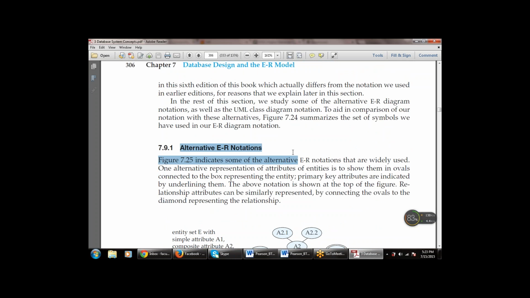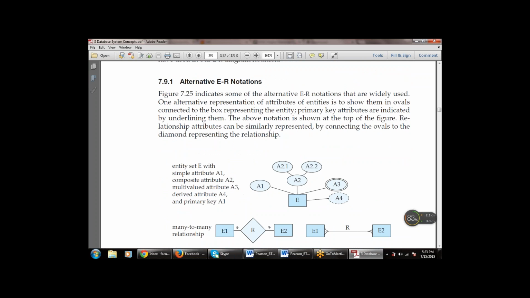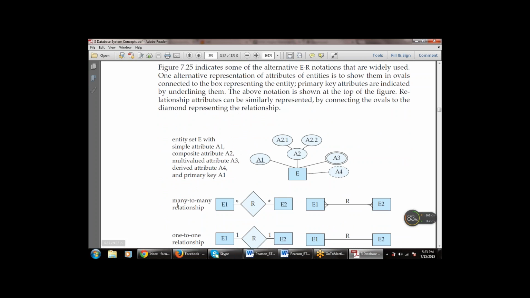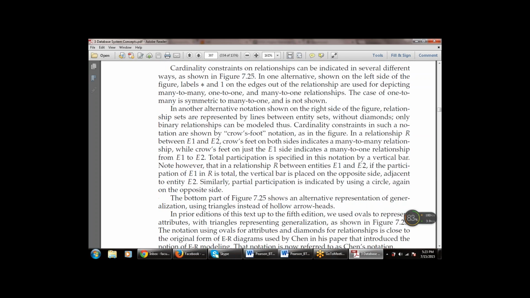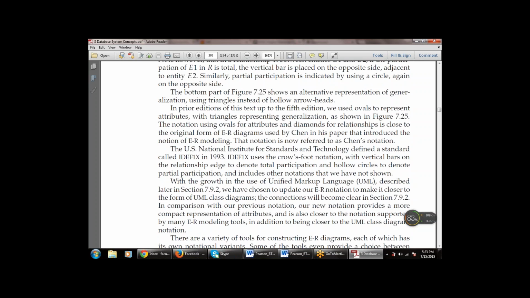Now next is alternative ER notation, that is, what are the various alternative ER notations that will be used. We can represent the many to many relationship with a star also. The attributes are denoted by the oval sign. This is a double oval sign, and this is the derived attribute, that is a dotted line. So these are the alternative ER notations that are used.